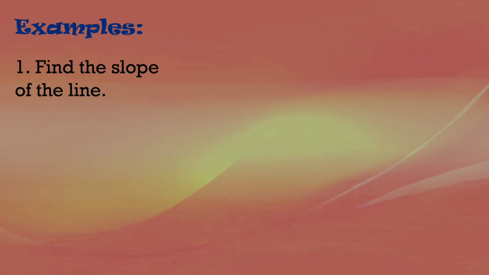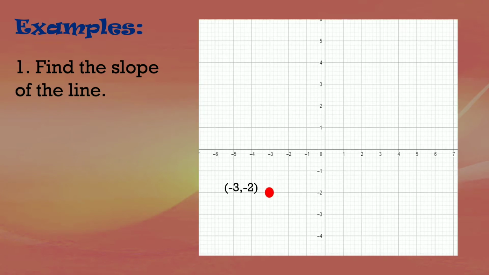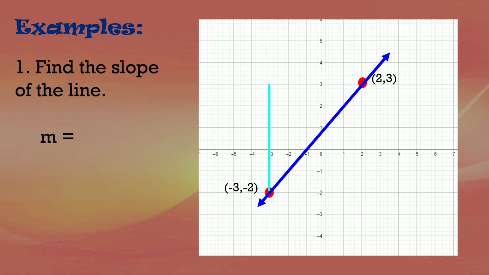So, try na natin. So, let's have an example. So, find the slope of the line. So, we have negative 3, negative 2, and 2, 3. So, kunin natin yung slope ng line na yan. So, M equals rise. So, from negative 3, negative 2, bilangin natin kung ilan ang units papuntang negative 3, 3. So, bilang tayo. 1, 2, 3, 4, 5. So, yun yung kanyang rise. So, 5 units. So, equals 5.